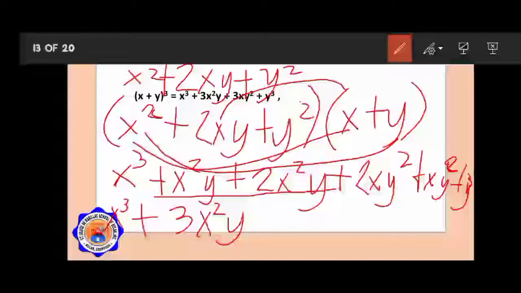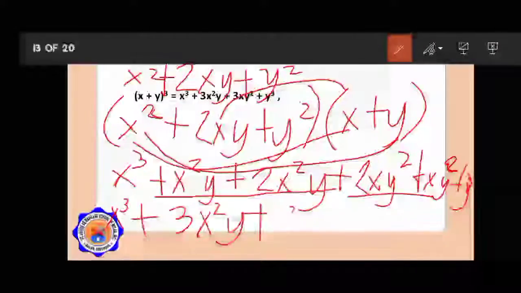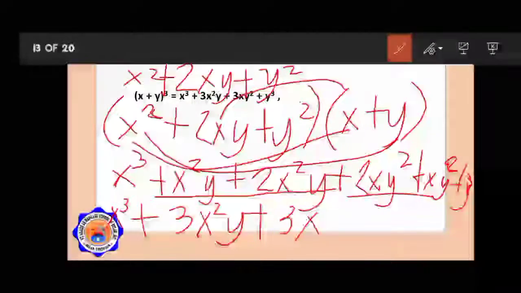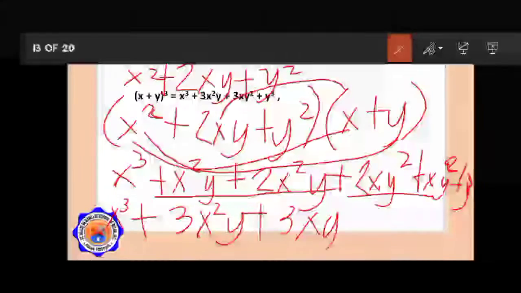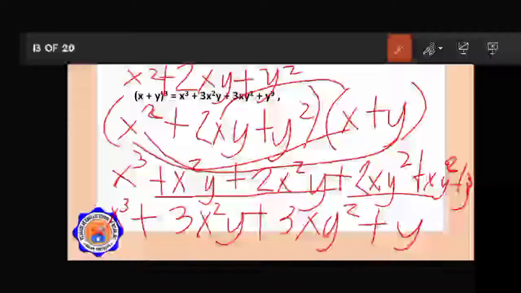Then, the 2xy squared plus xy squared, same din sila ng variables and exponents. So, we will combine these two numbers. So, 2 plus 1 is equal to 3. So, plus 3x times y squared. Then, copy the y cubed, because nag-iisa lang din yung y cubed, parehas ni x cubed.